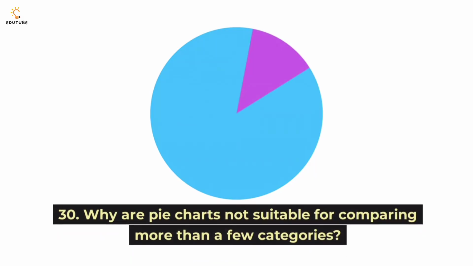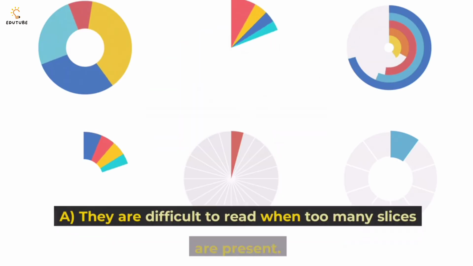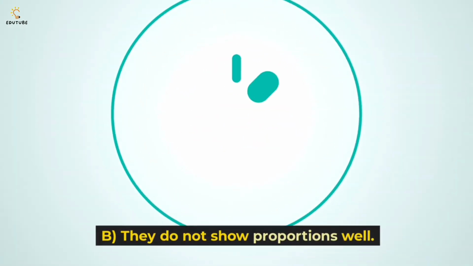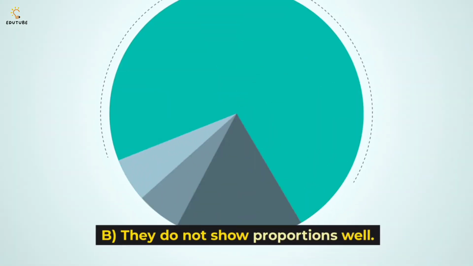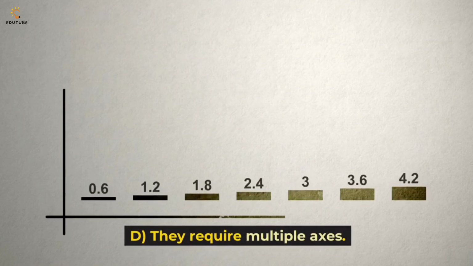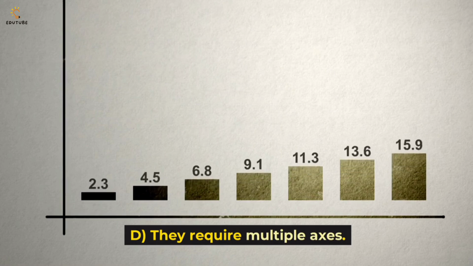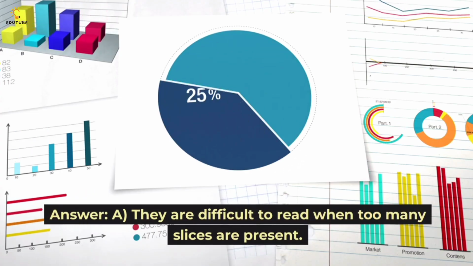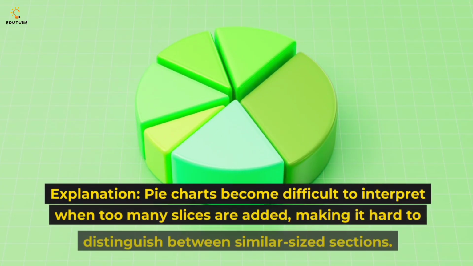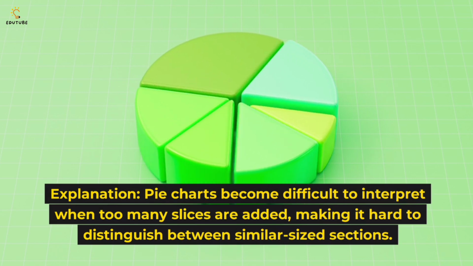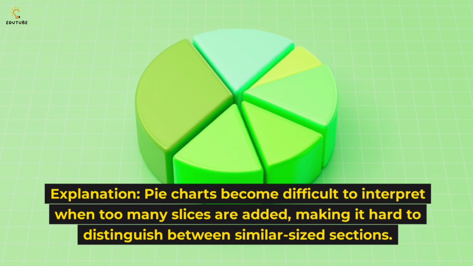30. Why are pie charts not suitable for comparing more than a few categories? A. They are difficult to read when too many slices are present. B. They do not show proportions well. C. They lack color differentiation. D. They require multiple axes. Answer: A. They are difficult to read when too many slices are present. Explanation: pie charts become difficult to interpret when too many slices are added, making it hard to distinguish between similar-sized sections.